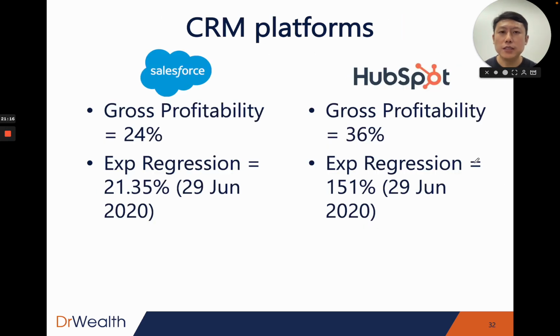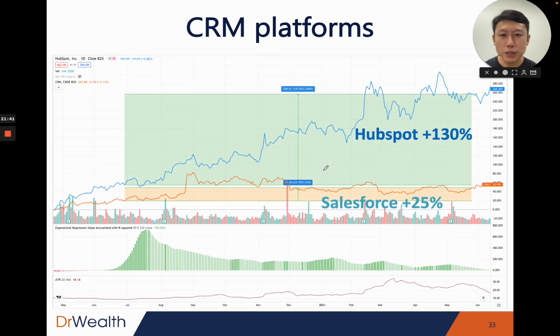Next one, CRM platform, Salesforce versus HubSpot. By the name itself, a lot of people know Salesforce, but HubSpot less so. HubSpot is probably more for SMEs, while Salesforce is more for bigger corporations, and a lot of people will just buy Salesforce by the name. But if we look at the numbers, it's different again. If you look at both the gross profitability and the exponential regression, HubSpot is higher, and the right choice is actually HubSpot, to do the momentum trades. And let's see what happens next.